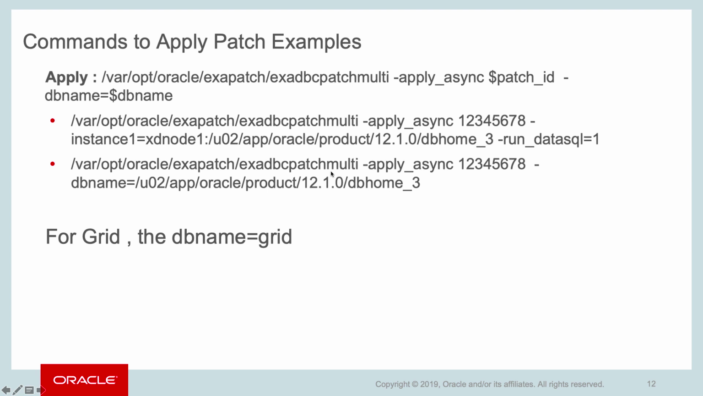Another example is where I specify the database name here, along with the patch information which you have already got from using the list command. So nothing changes when it comes to grid patching. In grid patching, the database name will be the grid database name, the ASM instance, and the database home is going to be the grid home.